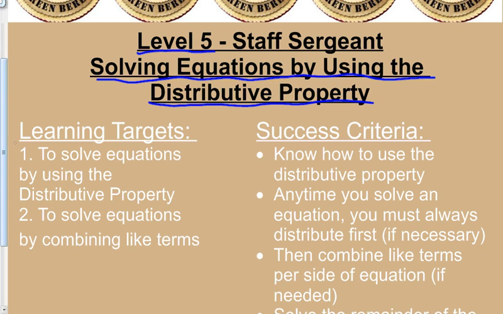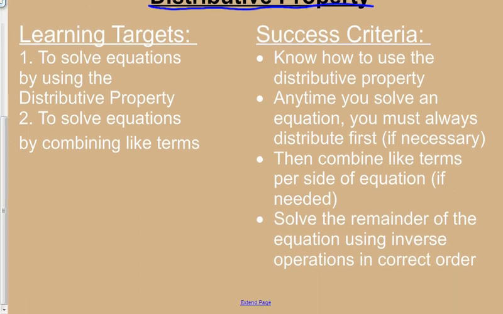Success criteria in order to be successful today. You got to know how to use this distributive property, so we're going to review that. Remember that anytime you solve an equation, you must always distribute first if necessary. So if we see something where that distributive property could come up, we got to do that right away. That's just an important thing to remember.